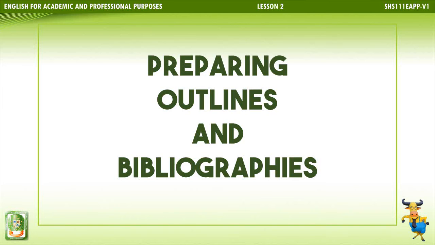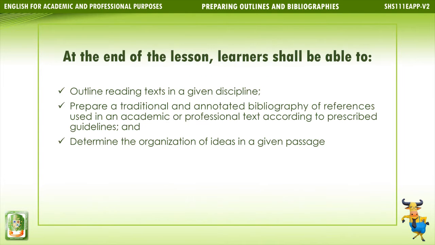Lesson 2. Preparing outlines and bibliographies. At the end of the lesson, learners shall be able to outline reading texts in a given discipline, prepare a traditional and annotated bibliography of references used in an academic or professional text according to prescribed guidelines, and determine the organization of ideas in a given passage.